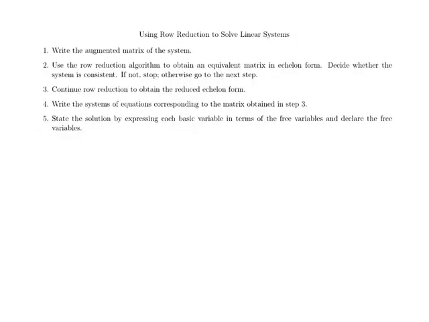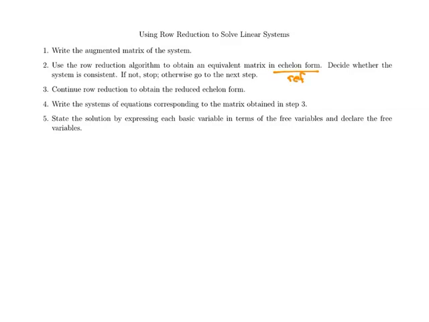So let's talk about our strategy for solving linear systems. When we have a system, first thing we're going to do is write the augmented matrix of the system. We're going to use our row reduction algorithm using our 3 row operations to obtain an equivalent matrix in echelon form. Row echelon form.